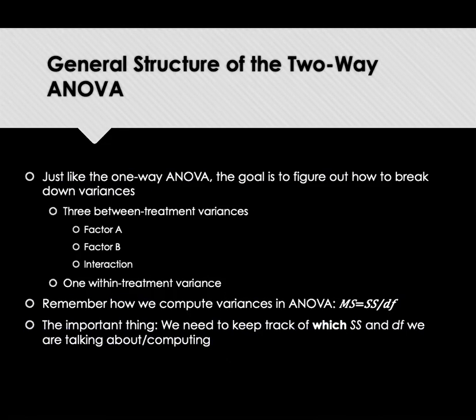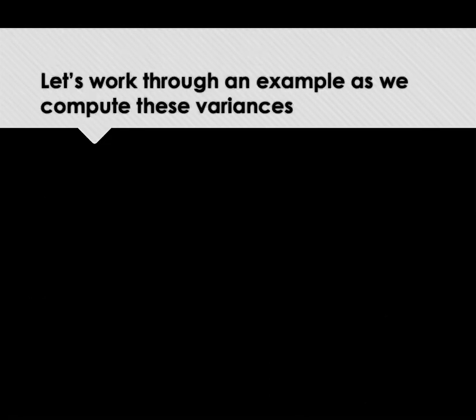The important thing to remember is keeping track of which sum of squares and degrees of freedom we're talking about or computing. So there's going to be a lot of different numbers, kind of like with the one-way ANOVA. We'll have a table of numbers and figures and calculations, and just keep track of which one's which. So when you're computing one F ratio, make sure you've got the correct sum of squares and degrees of freedom values. And this will make more sense in a minute when we do an example.